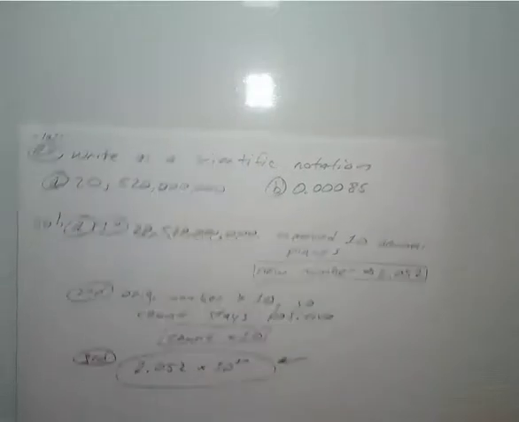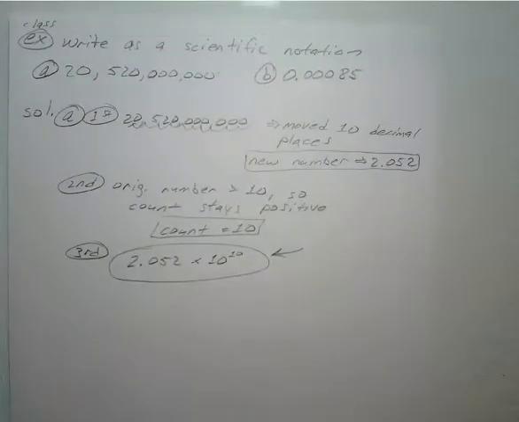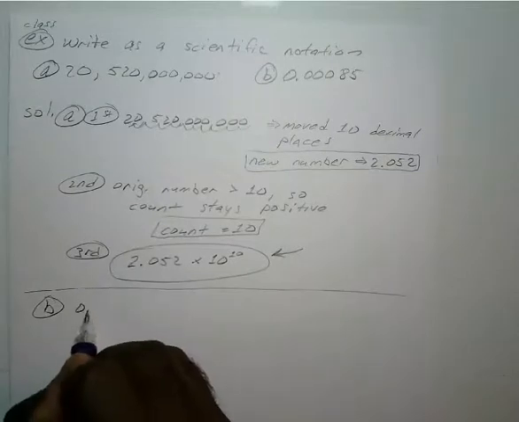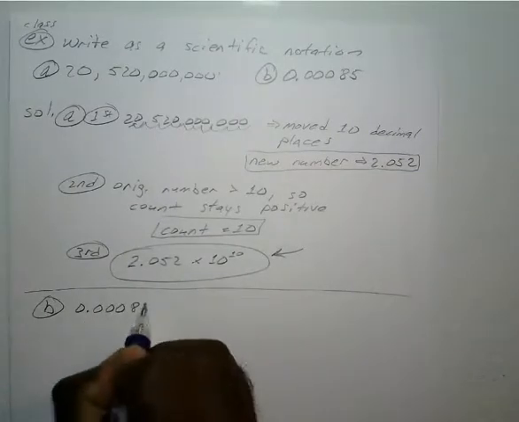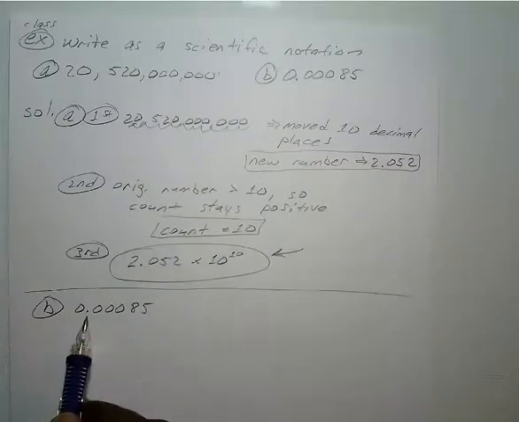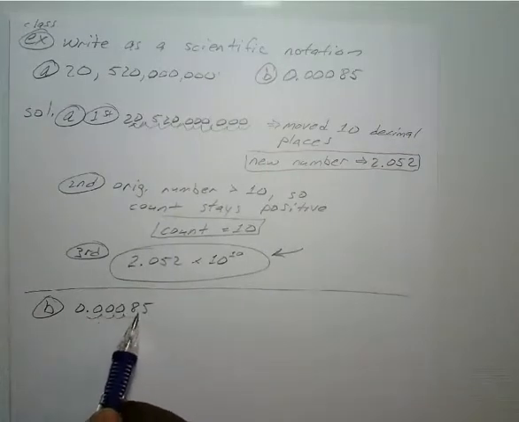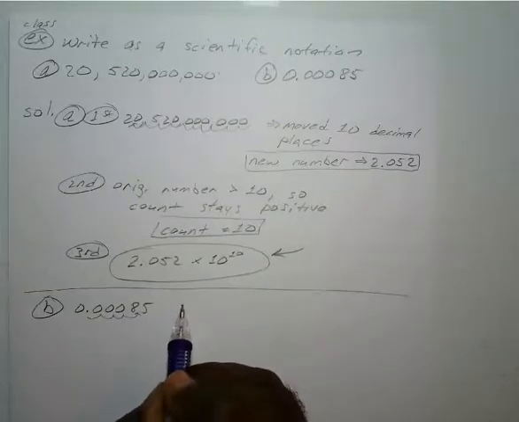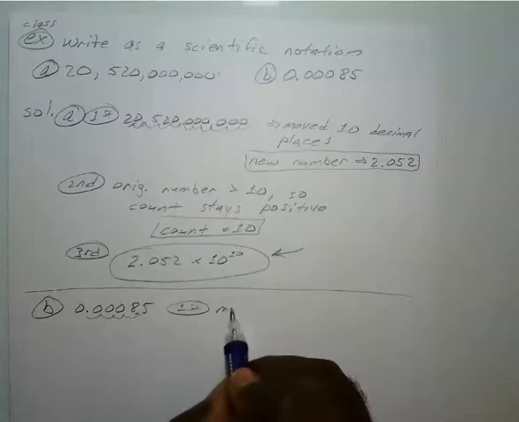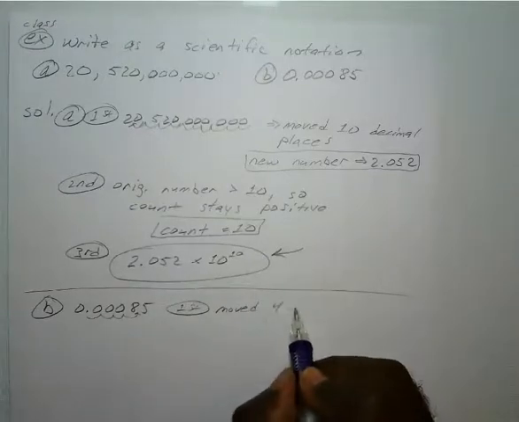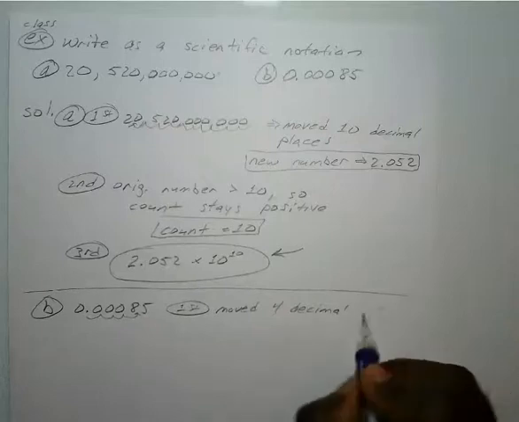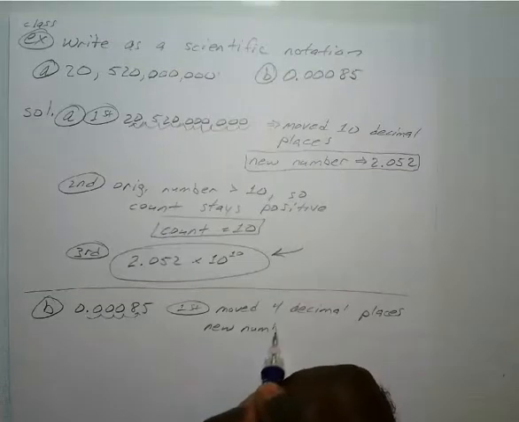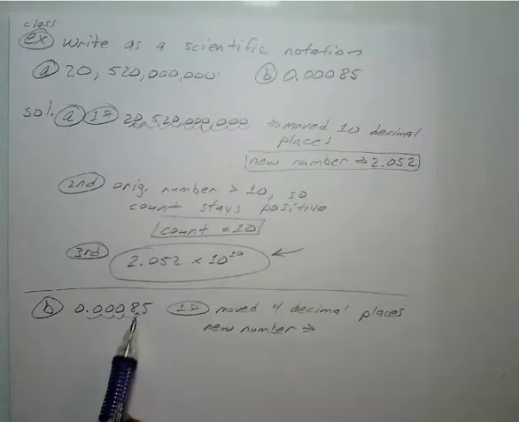Alright, so we go to problem B. You have 0.00085. You have your decimal here, so we move it 1, 2, 3, 4 places. Move 4 decimal places. So your new number is 8.5.